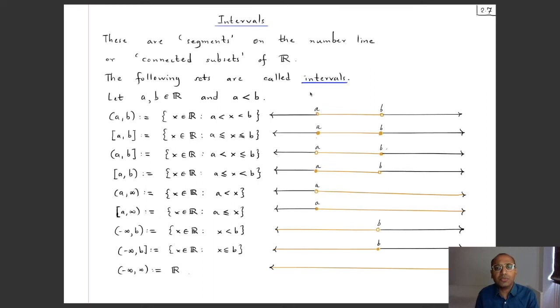The following types of sets are called intervals. A and B are any real numbers and A is strictly less than B. Then the curved bracket A comma B curved bracket is the notation for the following set: the set of all x's which are strictly bigger than A and strictly less than B.